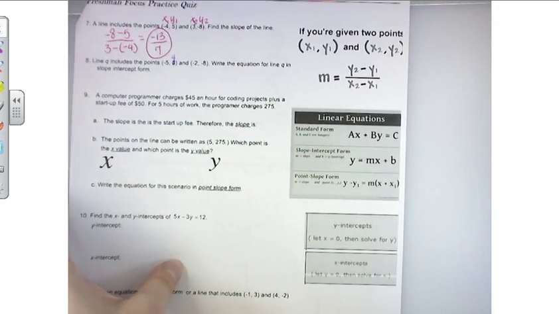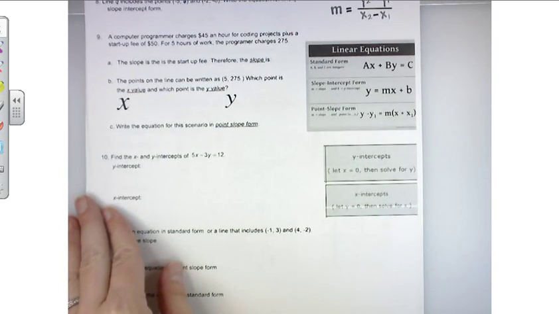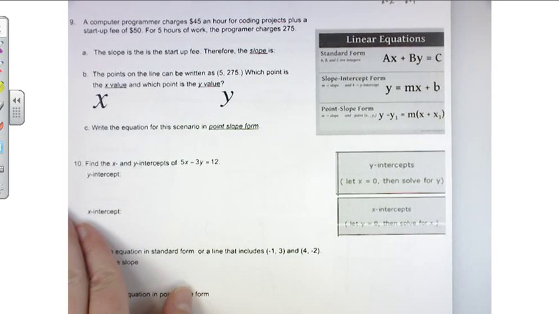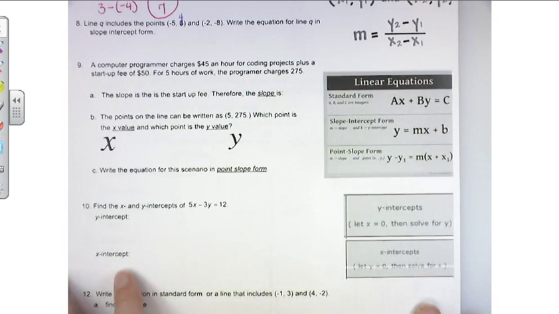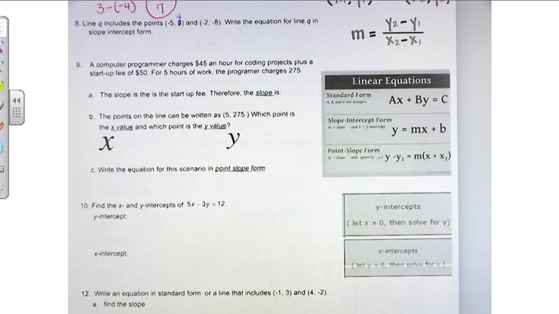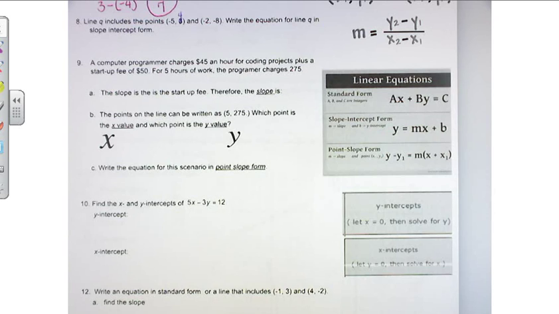Okay. I'm going to take the calculator away for a sec because I want to get the equations in the sheet. There we go. So number 9, or wait, first of all, sorry, we're going to 8. Line Q includes the points (-5, 4). Hopefully I changed it on the one you have. Use 4. It's a better number for this equation. And (-2, -8). Write an equation for line Q in slope-intercept form. Slope-intercept form right here, y equals mx plus b.